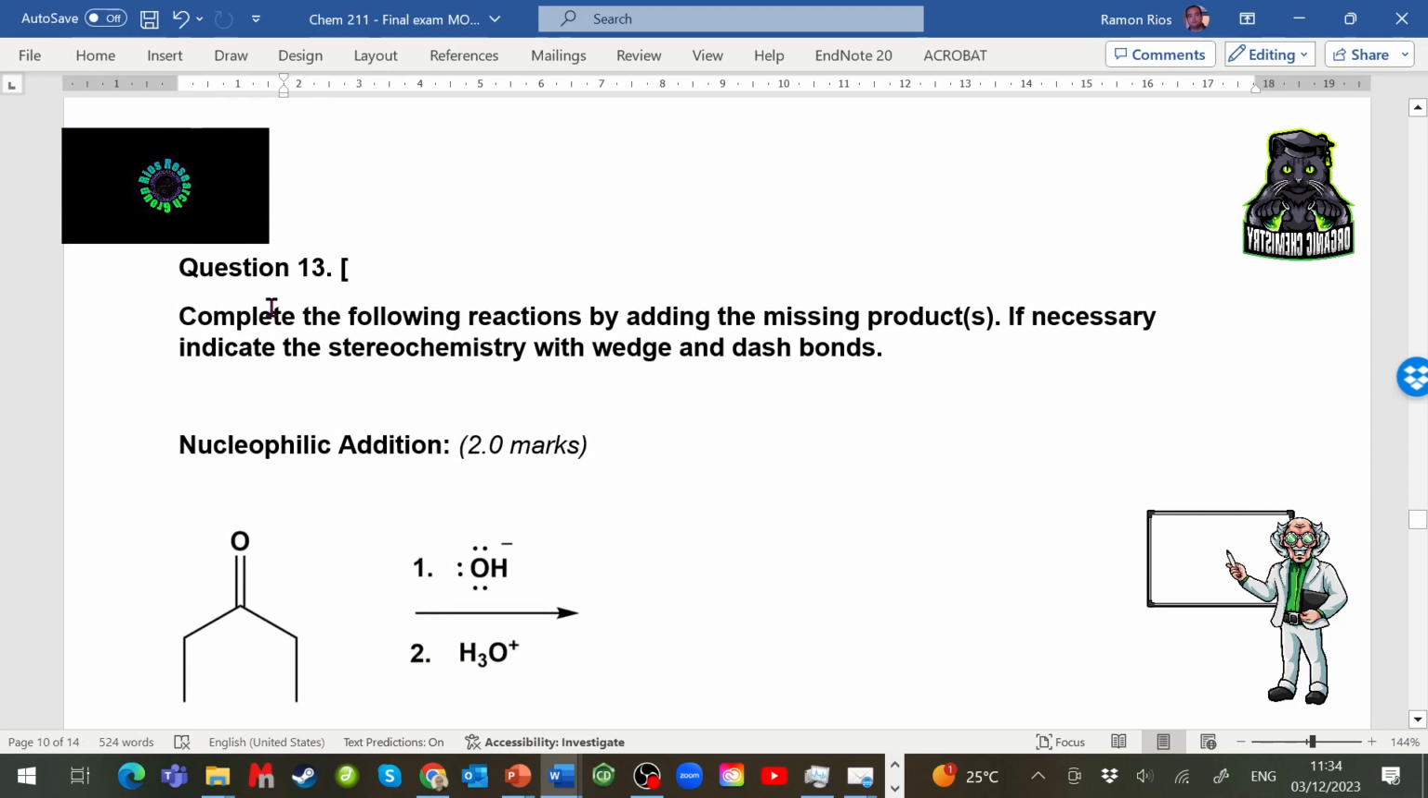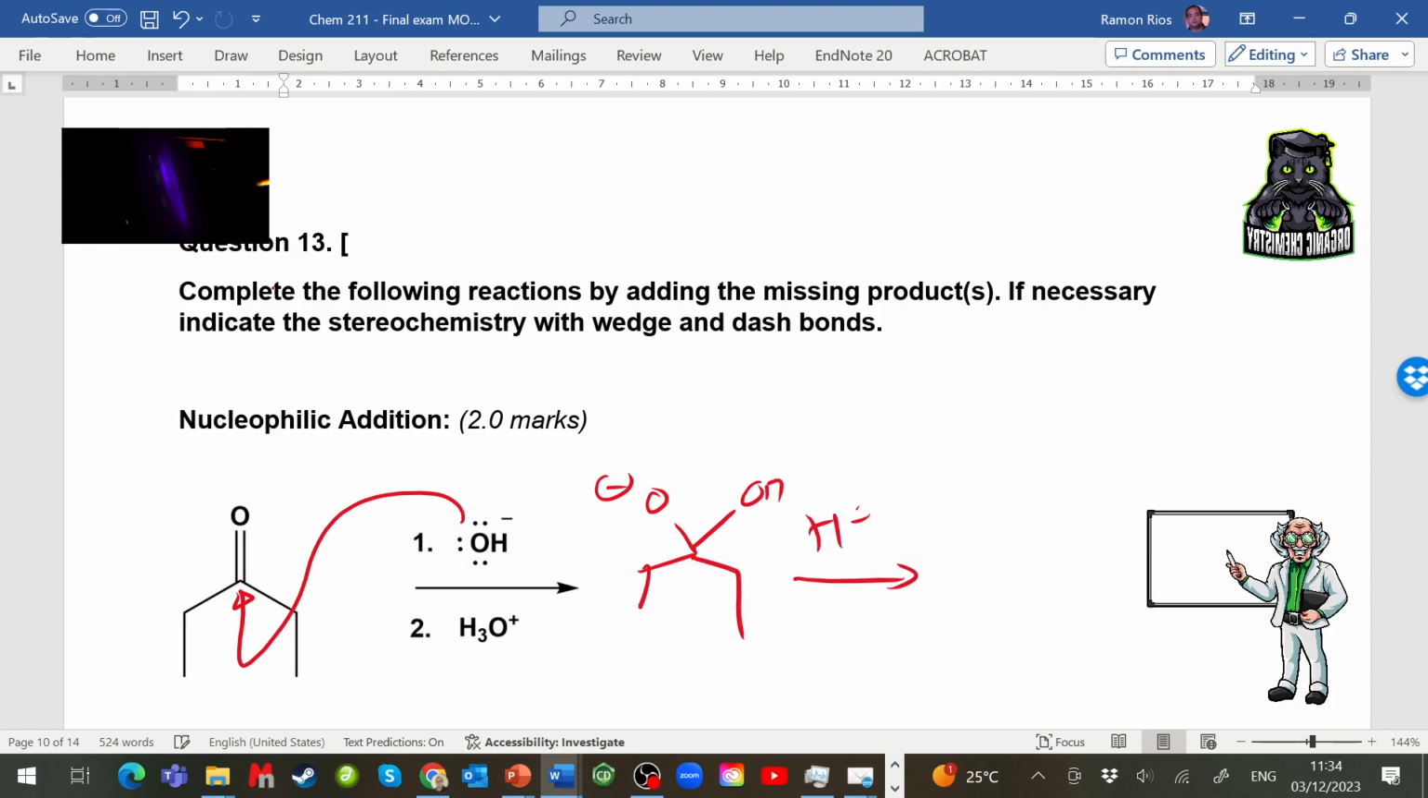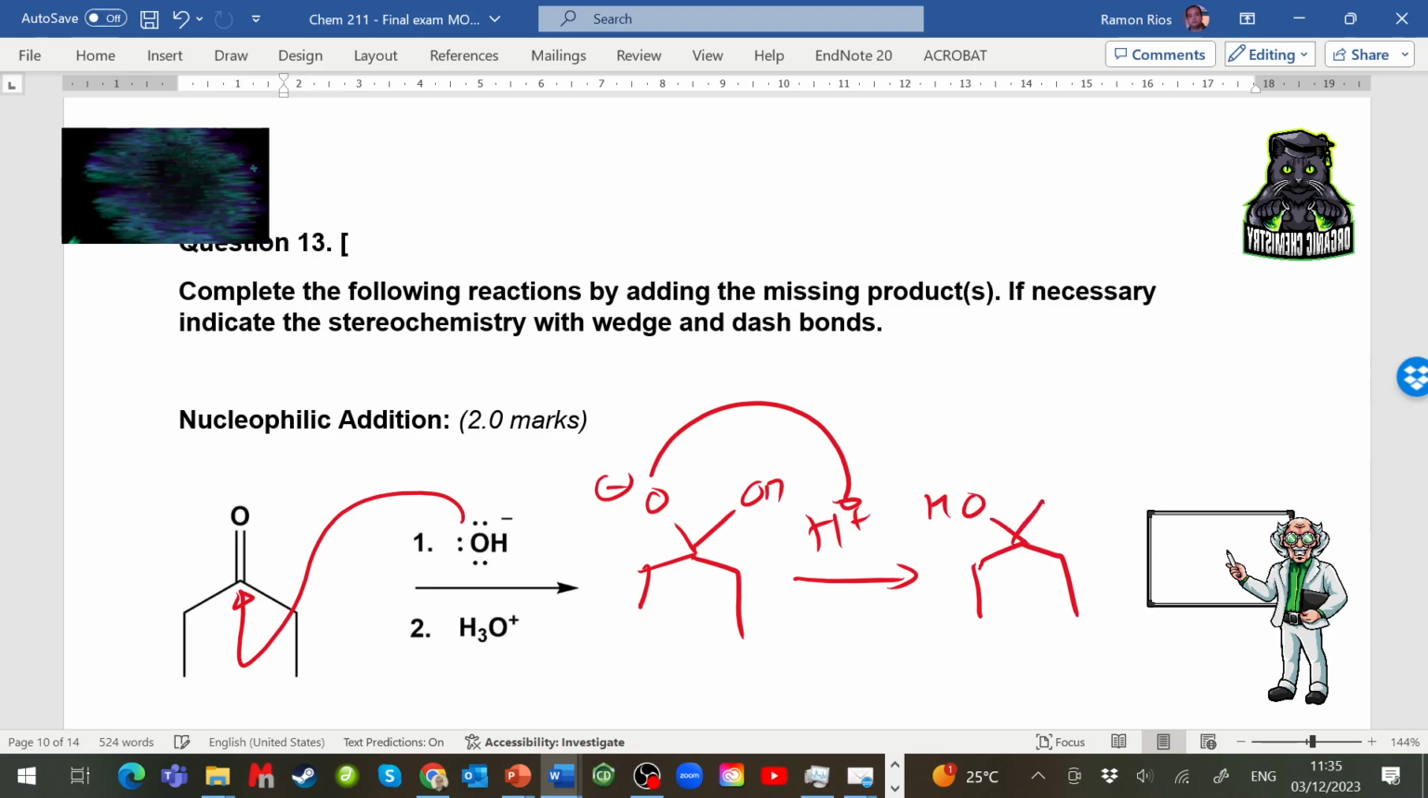Okay. Complete the following reactions by adding the missing products. Here, remember, is the attack of a nucleophile on a carbonyl group. The nucleophile will attack here following the Bürgi-Dunitz trajectory. What we will get is this compound, and then we treat it with acid. The pair of electrons of the oxygen will attack the acid, and what we will get is this compound.